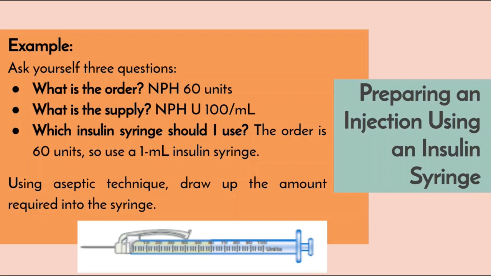For this example, our order is NPH 60 units, and our supply is NPH U-100 per ml. So the insulin syringe that we will be using is a 1 ml insulin syringe, since the order is 60 units. Now, using aseptic technique, draw up the amount required into the syringe.